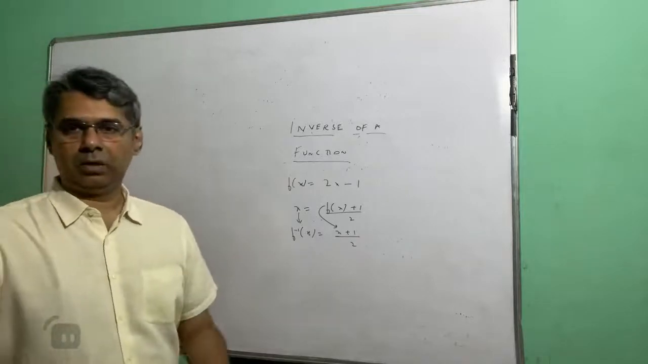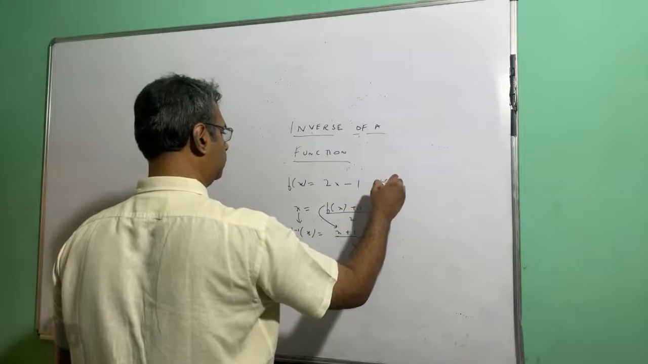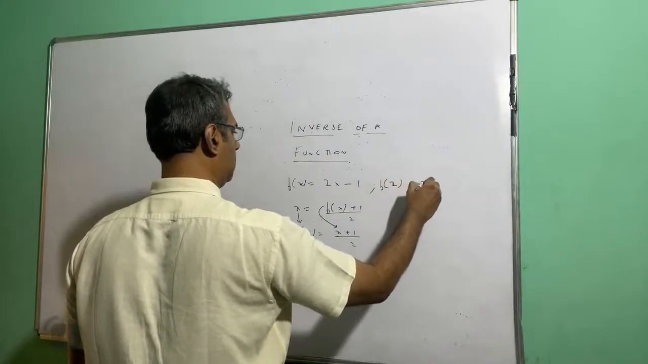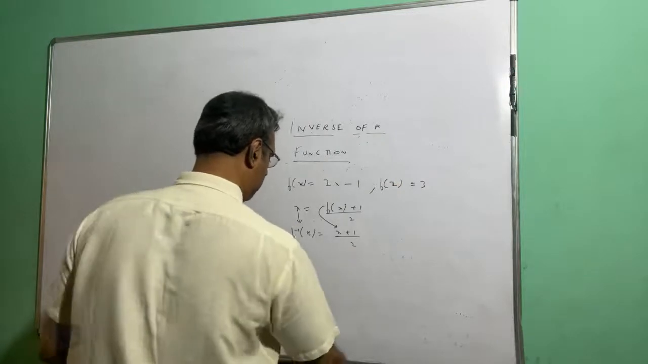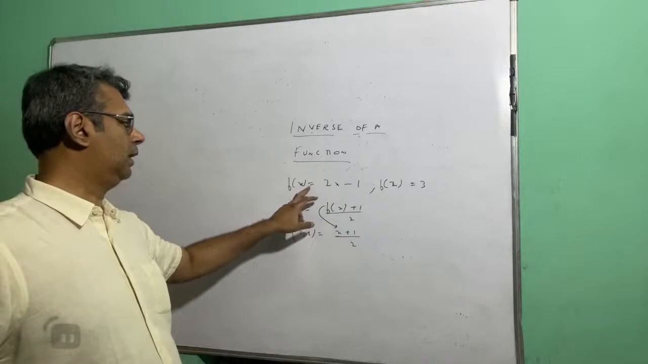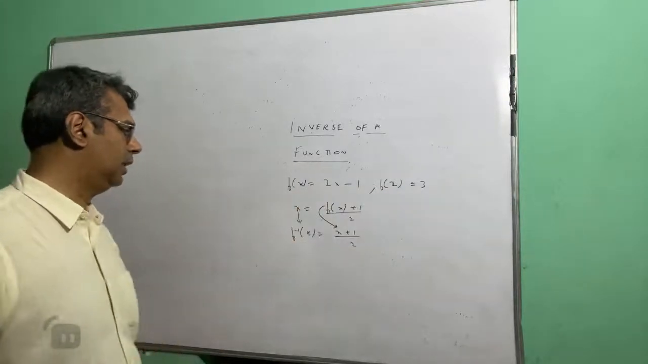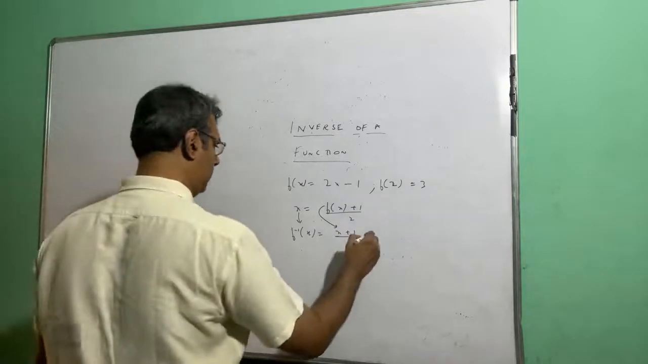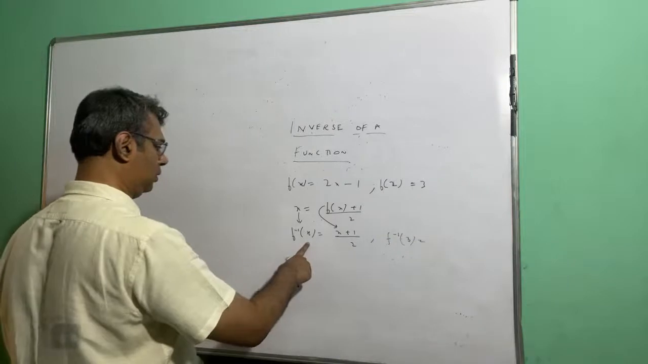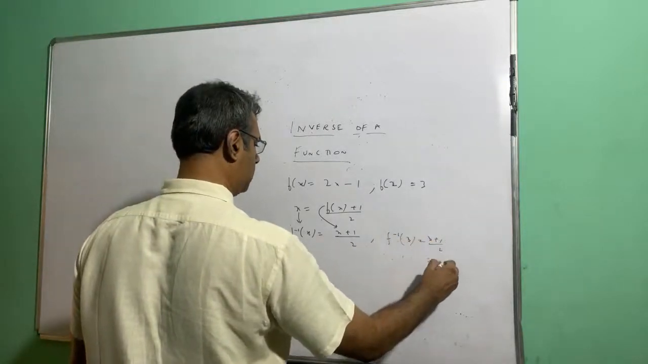Now why is it called the inverse function? What is the reason? Suppose if you put x equal to 2, then you will get f(2) which is 3. And on the other hand, if you put x equal to 3 in the inverse, you will get f inverse 3, which is (3 plus 1) by 2, which is 2.